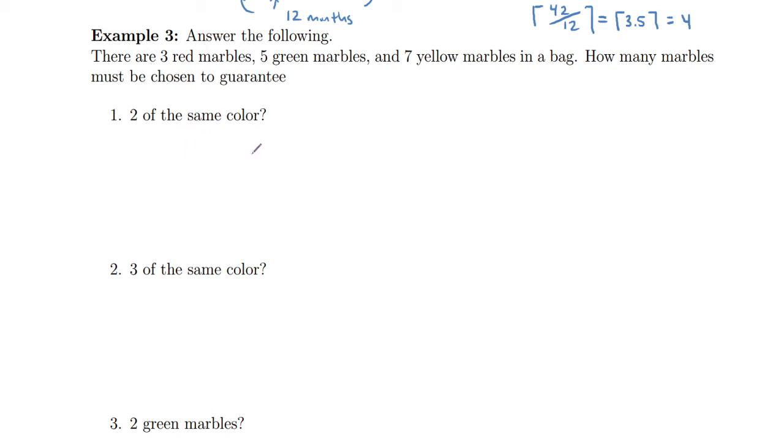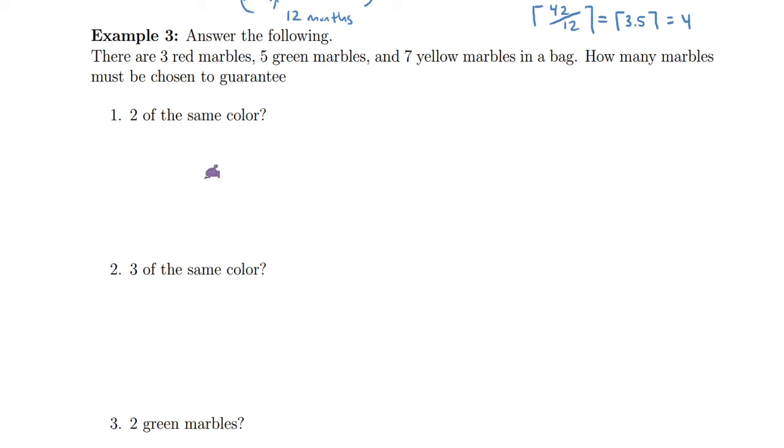Well, if you can't see those marbles, and you start to reach in, you could pull out the first marble, and it could be red, green, or yellow. Then the second one you could pull out might be the same color. So it could actually happen at minimum by choosing 2. But we want to guarantee it. How many marbles must be chosen to guarantee that you have that many? Let's say that you chose them and then you were to look at them. How many would you have to choose to be guaranteed this?